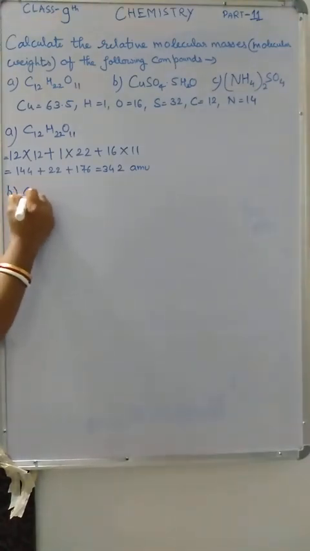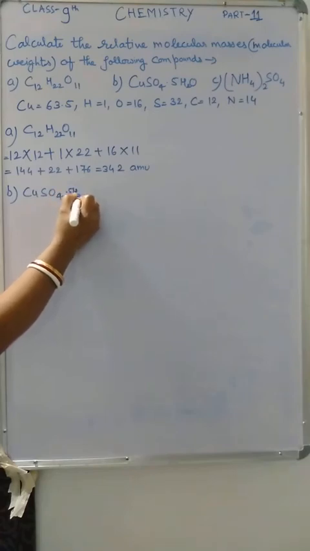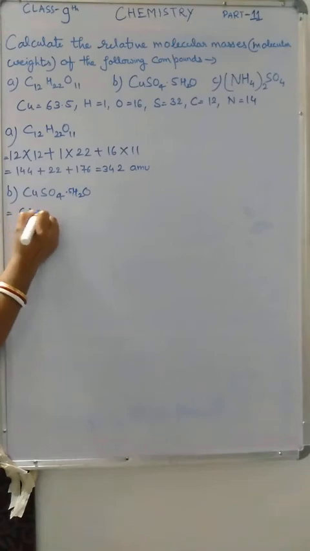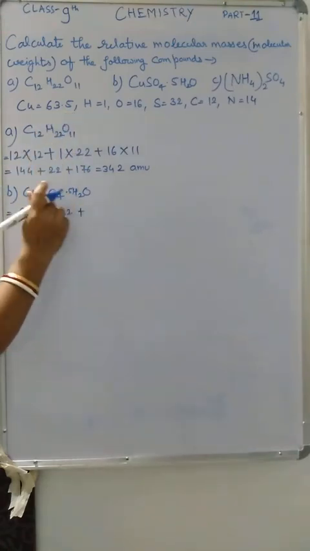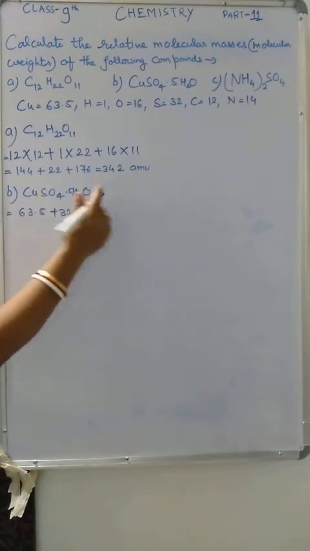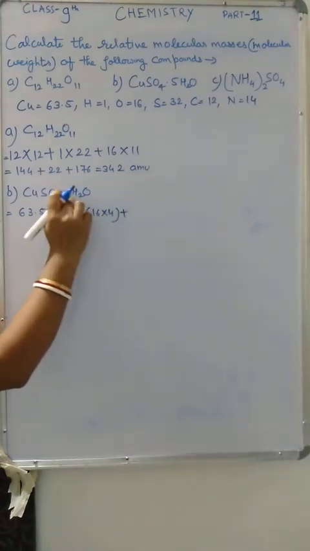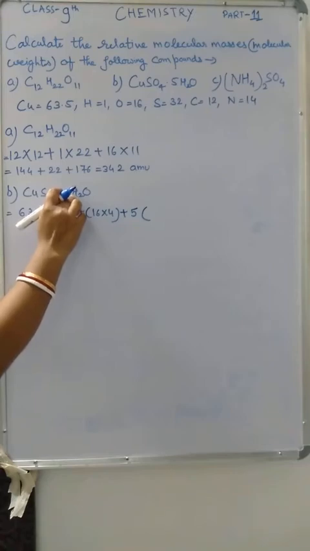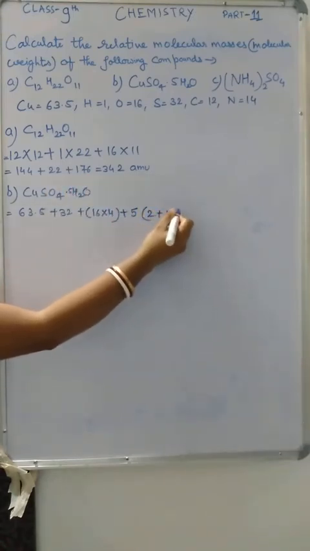Now the second one you see, copper sulfate crystal, CuSO4 into 5 molecules of water. So copper atomic mass is given 63.5, plus sulfur is given 32, plus oxygen 16, number of atoms 4, so you have to multiply it. Plus 5 molecules of water.